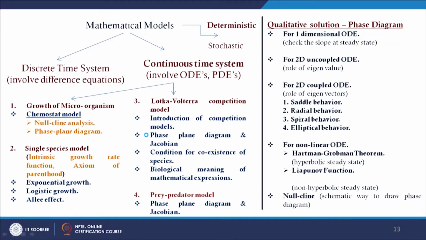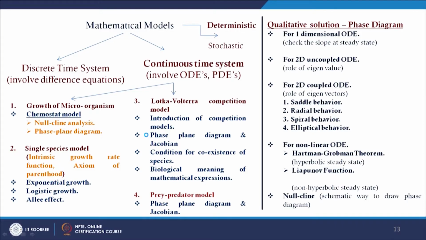And if you analyze the total lecture series here, first in the mathematical models we have discussed deterministic and stochastic processes, and in those models first we have discussed the discrete time system which involves difference equations. Then in the second phase we started the continuous time system which involves ordinary differential equations and partial differential equations. And in that we have discussed growth of microorganisms, and based on that we developed the chemostat model, and analyzed that model using null line analysis and phase plane diagrams.